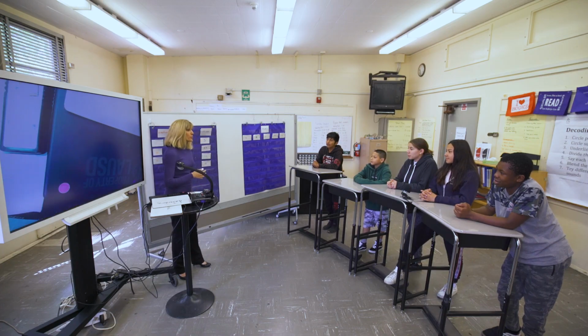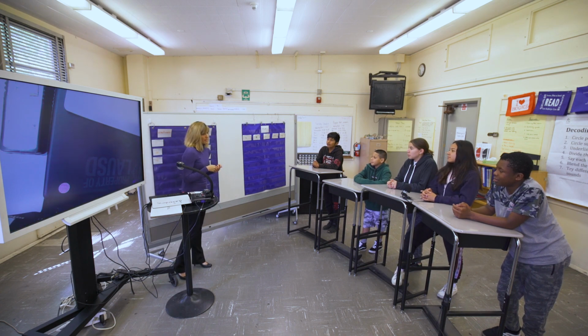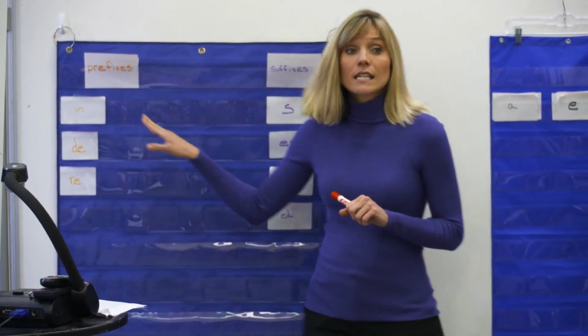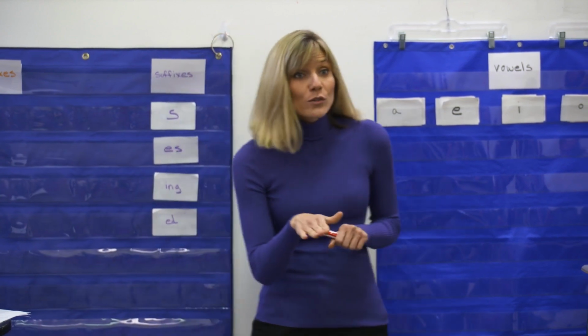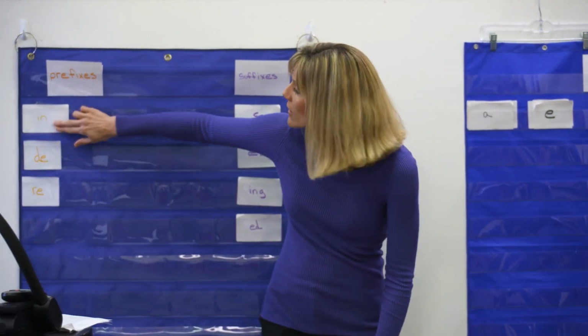In order to use our strategy, we need to know some things. And last time we learned some prefixes, suffixes, and vowel sounds. Okay, so let's go over those right now. In order to use the decoding strategy, and in order for students to circle the prefixes and suffixes, they need to know what the prefixes and suffixes are. So you have to explicitly teach all of those word parts before you expect them to be able to circle them. So let's go over the ones we learned last time.